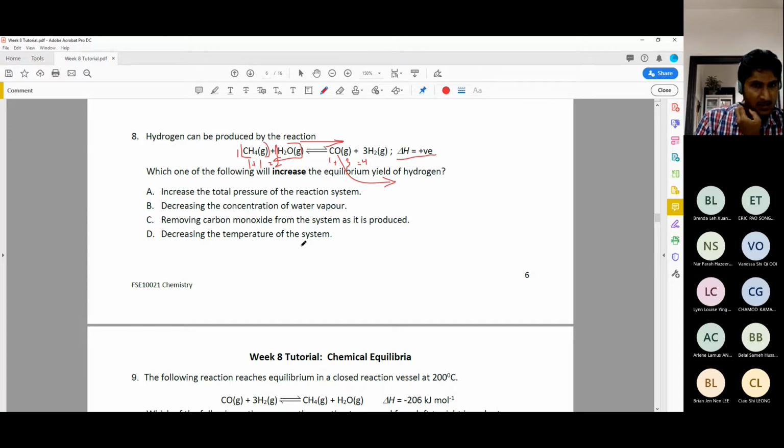Decreasing the temperature of the system. If the temperature is decreased, hydrogen is not produced because the reaction is endothermic, so it needs more heat to be given to the system. So decreasing the temperature will not help.